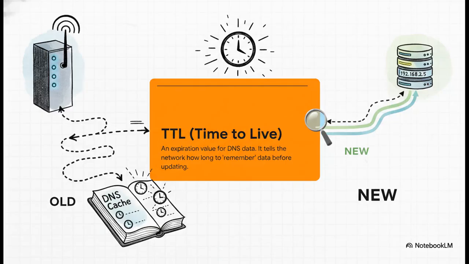But wait, what if a website moves and gets a new number? That's where something called TTL, or time to live, comes in. It's basically an expiration date stamped on every entry in that contact list. It tells the network, hey, this phone number is only good for, say, an hour. After that, you better call again to make sure it hasn't changed. It's how that giant contact list stays up to date, minute by minute.